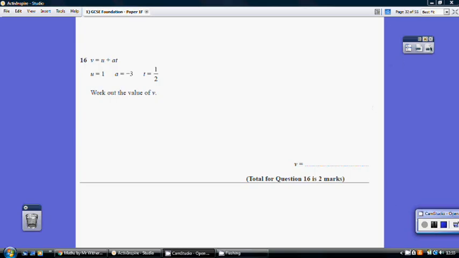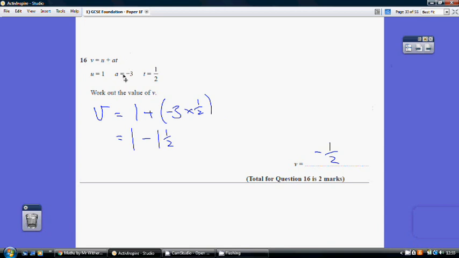Question 16. So let's substitute in what we know. V equals U, well U is 1, plus A, which is minus 3, times T, which is a half. So what is minus 3 times a half? Well, that's minus 1.5. So we've got 1 minus 1.5, which is minus a half.